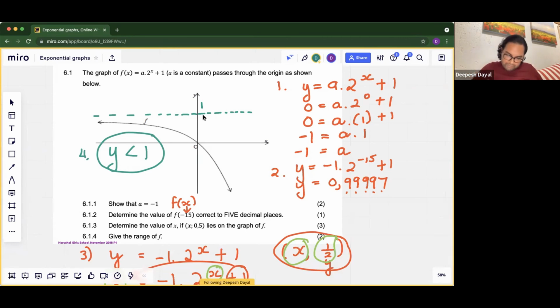So all the y values have to be less than 1. They can't touch 1, because remember, 1 is the asymptote, so they must all be less than 1. No, it can't be equal to 1, hey? Because it can't touch 1. It comes very close, but it doesn't touch the line. The graph doesn't touch the line, so it's not equal to 1. It's all less than 1. Okay, is that okay, Tumelo?